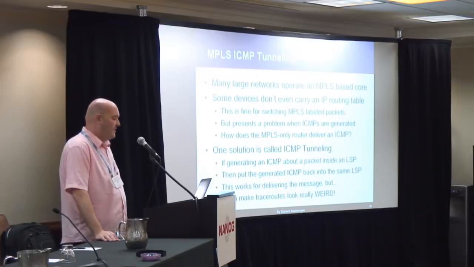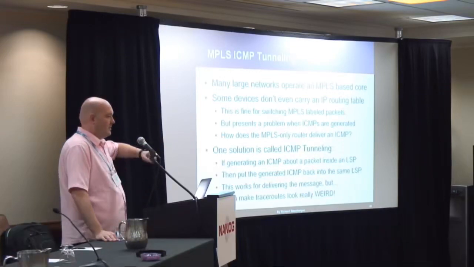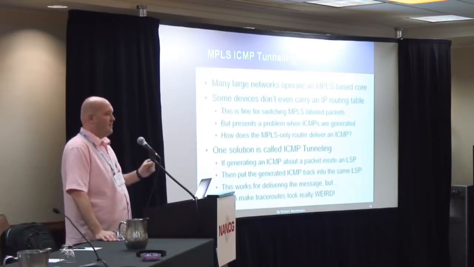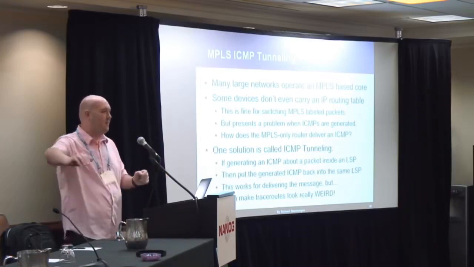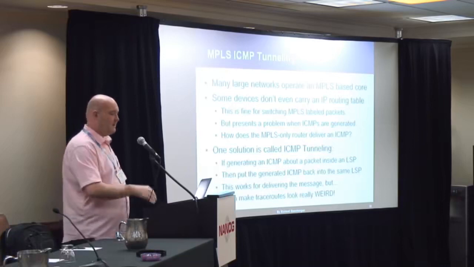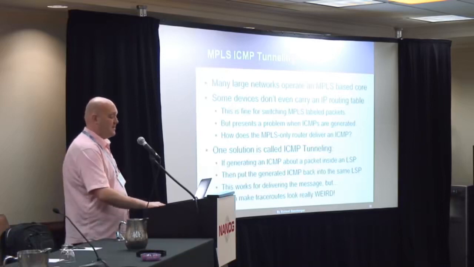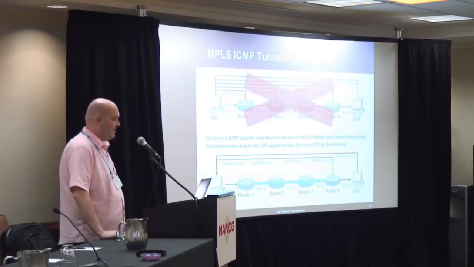What happens there is, if you generate an ICMP on the inside of an LSP as it's being forwarded through a network, rather than have that router immediately do a lookup and send it back to the source, the router puts it back in the same LSP that it got it from. And the packet continues all the way to the end, pops out there, and then routes. So it makes it work, but it makes Traceroute look really weird. So here's the details on that.